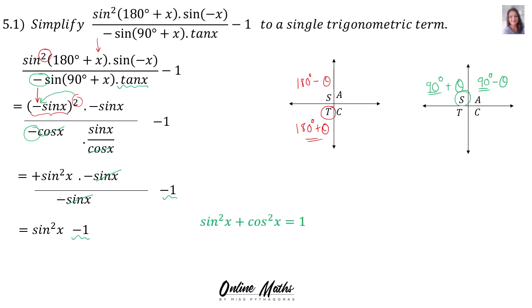From grade 11, we have the squares identity, where we can say sin squared x plus cos squared x is equal to 1. And then when you take the 1 across, it becomes negative, and when you take the cos squared x, it becomes negative. So sin squared x minus 1 is equal to negative cos squared x, and that's what you want.